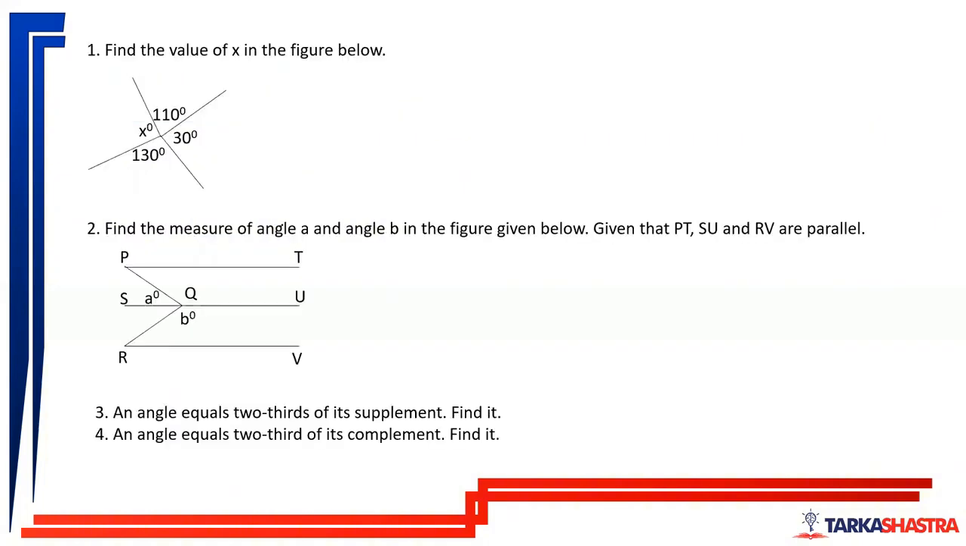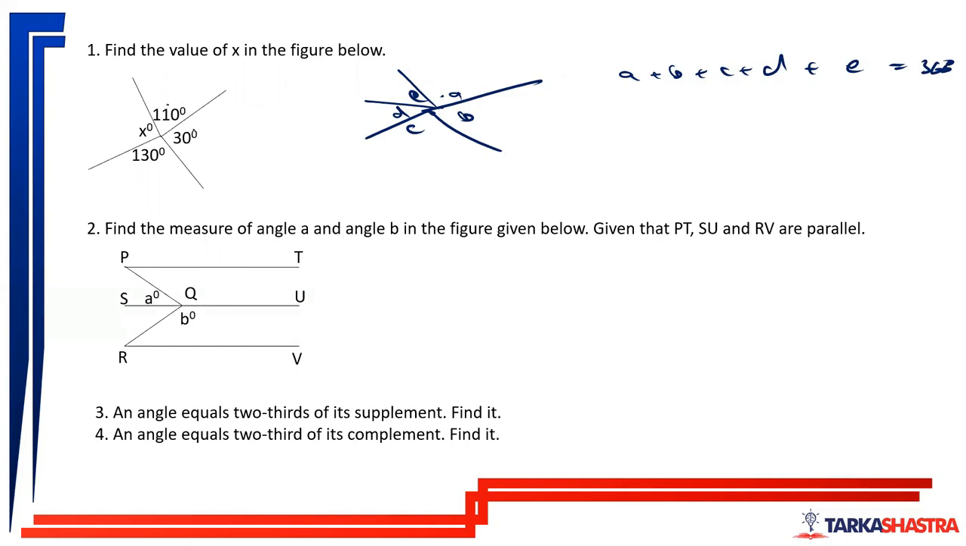Find the value of x in the given figure below. So what would be the case here? Let us say from a point there are 5 angles A, B, C, D, E. Sum of the angles would be 360 degrees. Yes or no? A plus B plus C plus D plus E, sum would be 360 degrees. Similarly, here also the sum would be 360 degrees.